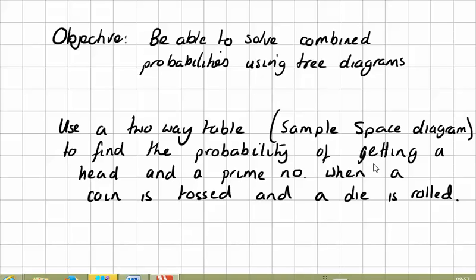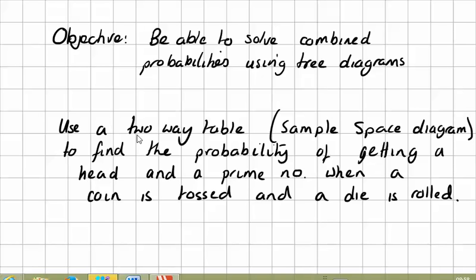And then you roll a dice at the same time. So you toss a coin, record, and then you roll a die, you record the results. And it says, what's the probability of getting a head and a prime number?